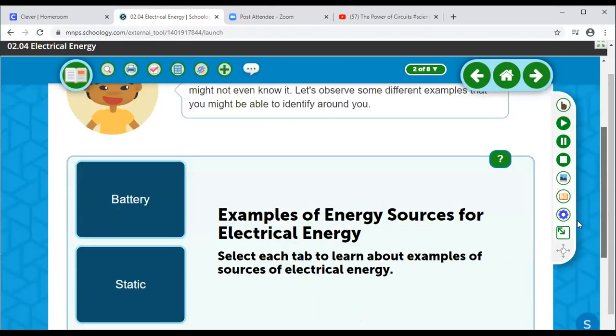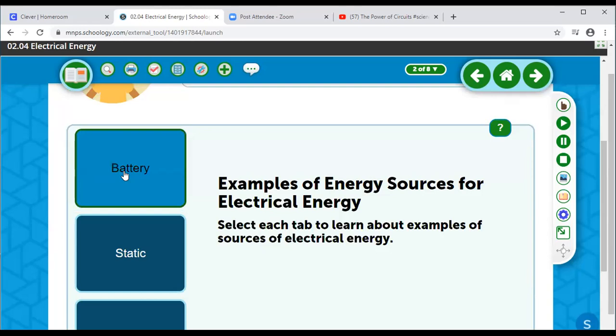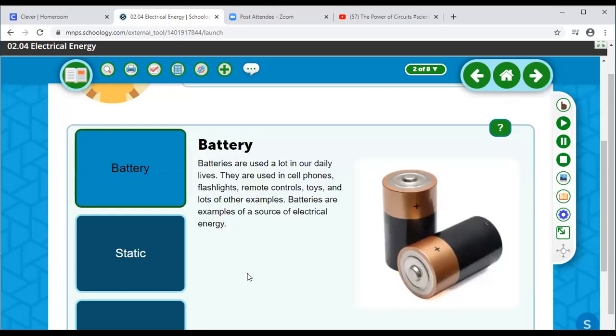One example would be battery. Batteries are used in a lot of our daily lives. They're used in cell phones, flashlights, remote control, toys, and lots of other examples. Batteries are examples of a source of electrical energy. So any type of battery that you use in your home or the batteries you even see in the stores, that is considered electrical energy. Also, there's batteries in cars. So that's a source of electrical energy.